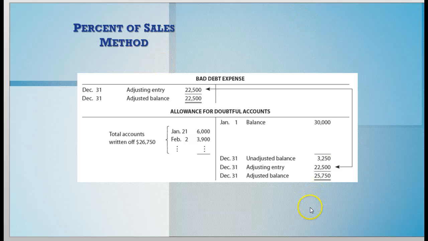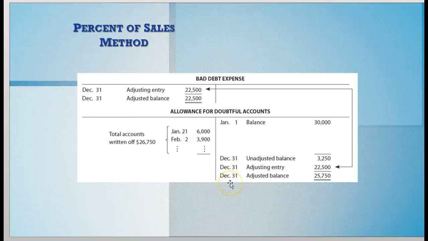And this is how it looks. Okay, we started right here. Remember, we had a balance of 30,000. We took out 26,750, and we had 3250 left in. So that's last year's sales. Now this year's sales is going to be 22,500. That's got to be added to this. So your bad debts gets hit for 22,500 for the year, and the allowance gets increased by 22,500. Very easy calculation.